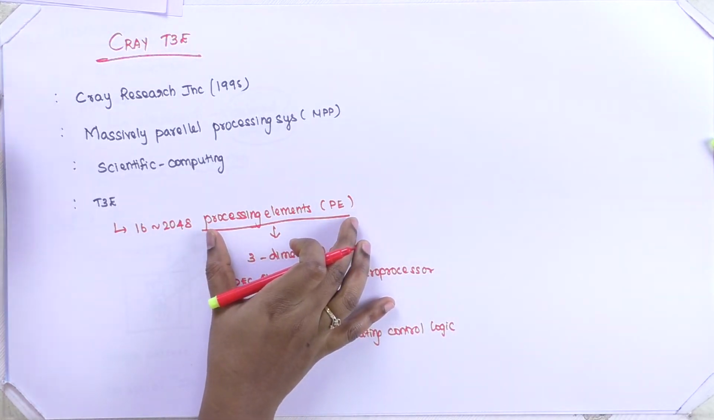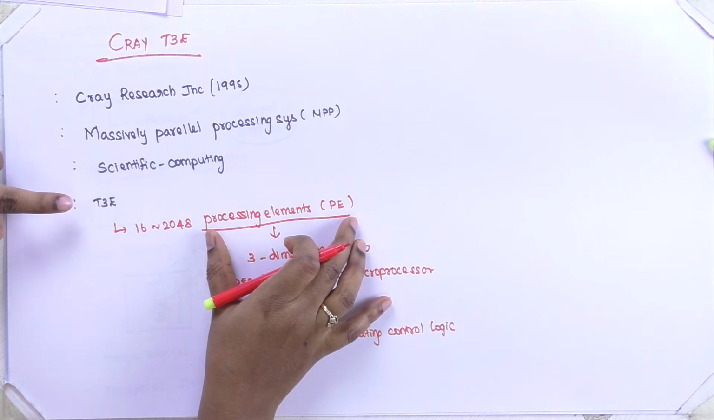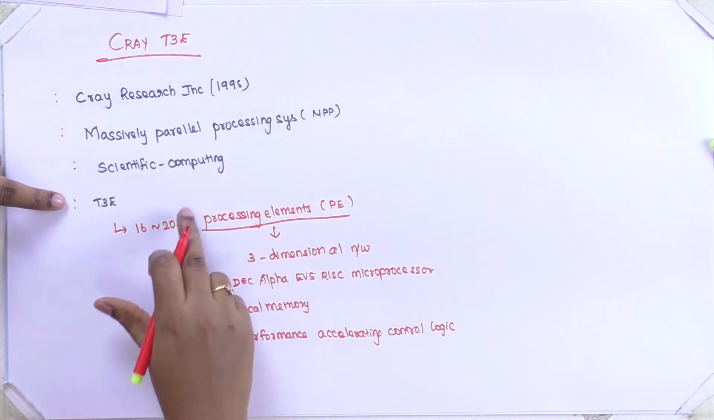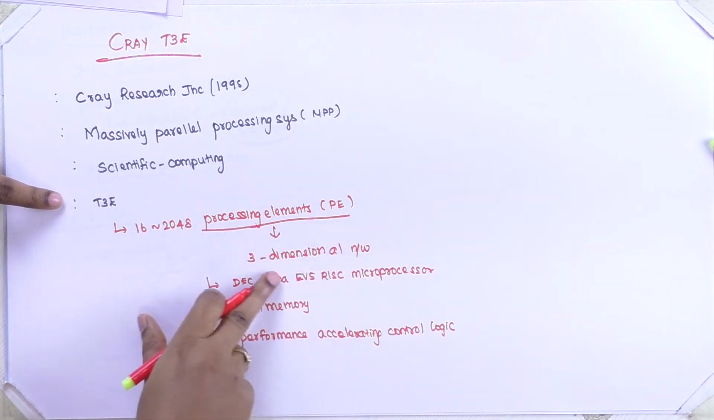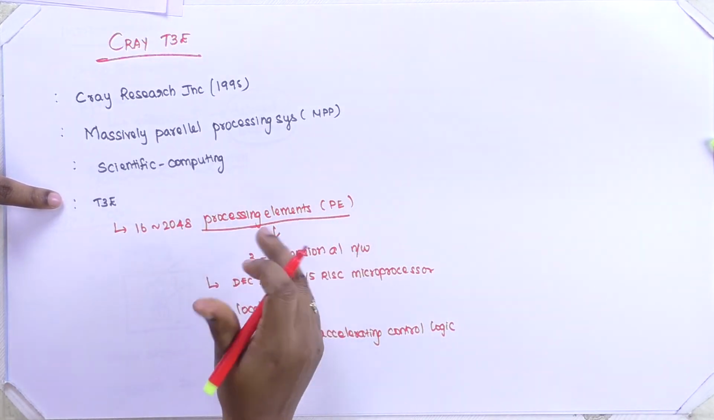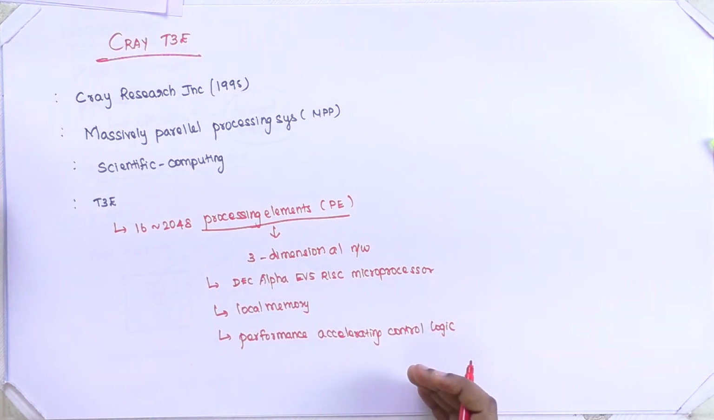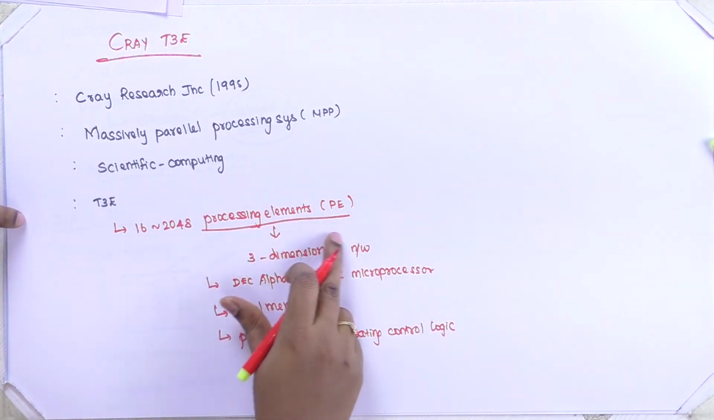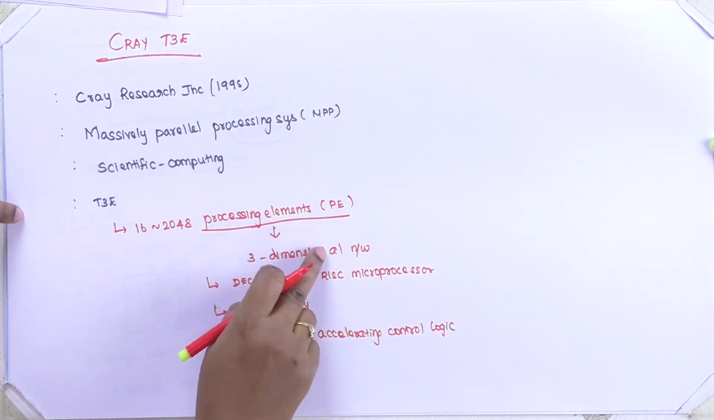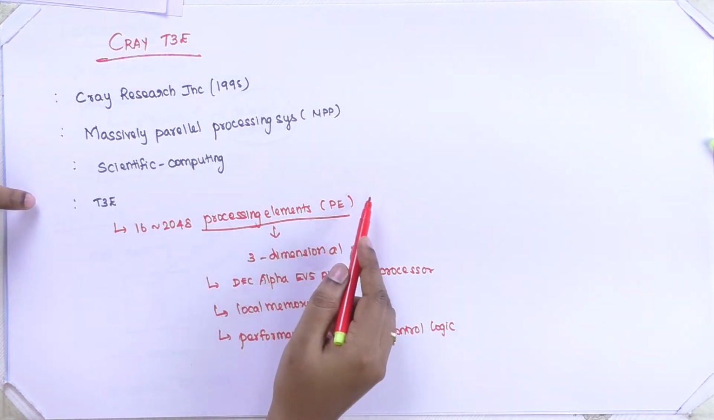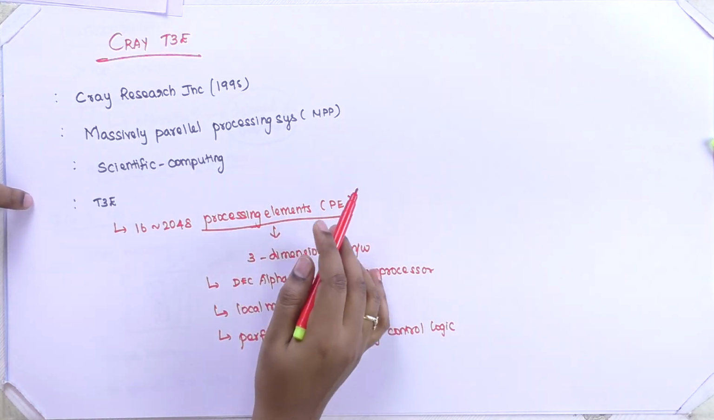So inside each T3E machine, we have about 16 to 2048 processing elements. Each processing element itself contains a processor, a memory and control logic. All these are arranged in a network so that communication between the processing elements is possible, and also data is transferred between these processing elements.